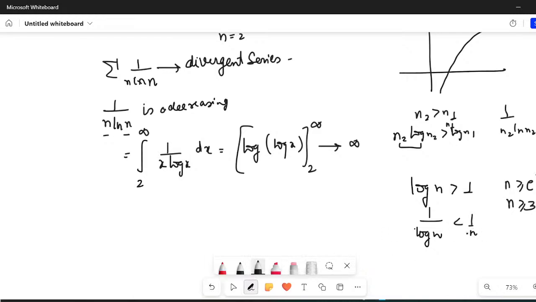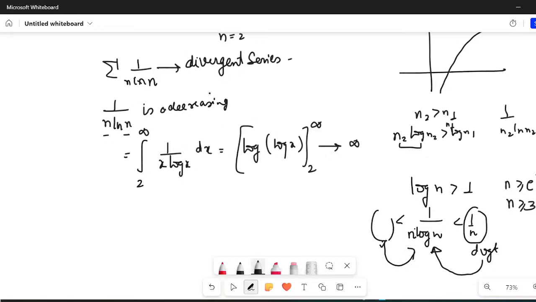So 1 upon log n will be less than 1 upon n, and if I write it on both sides, this is divergent. But nothing can be said. If this is divergent, then I cannot say this is divergent. However, if something comes here, and if I can claim that that is divergent, then I can say this is divergent. So rather, I think this would be a better thing to do.